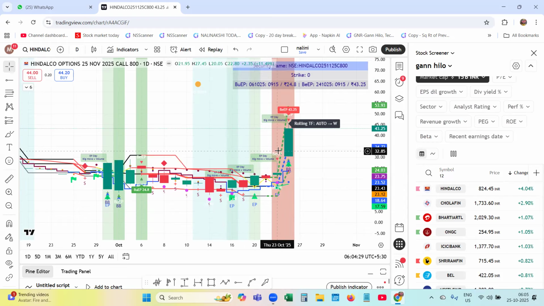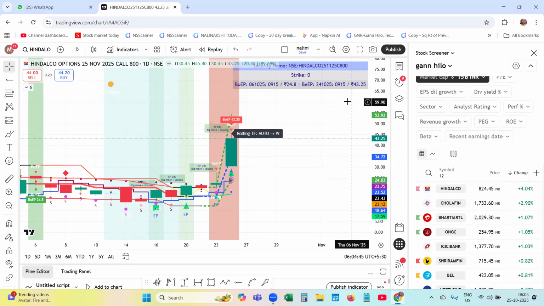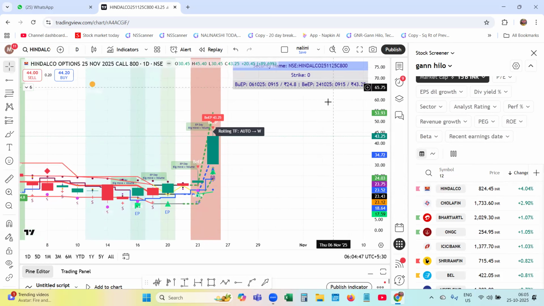See, it is a gamma blast. From 17 to this is 43. It went up to 45 also. You cannot catch this. And on the same day, it is plotting. Let me go to the Hindalco. It is plotting bearish EP. Bearish EP has been plotted.